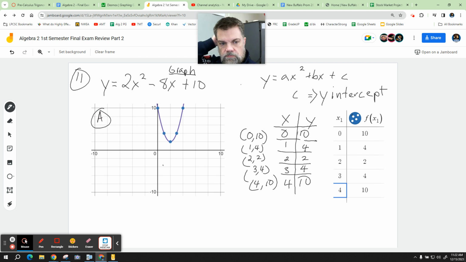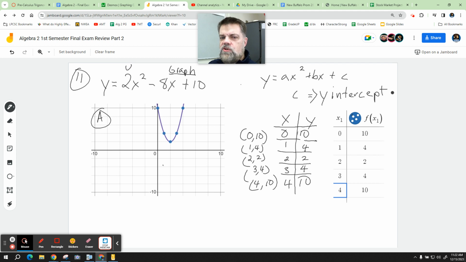Actually, if you look at the multiple choice, A is the only one that has a y-intercept of 10. There's other things too, like remember that when a is positive, and a is 2, it's going to open up.